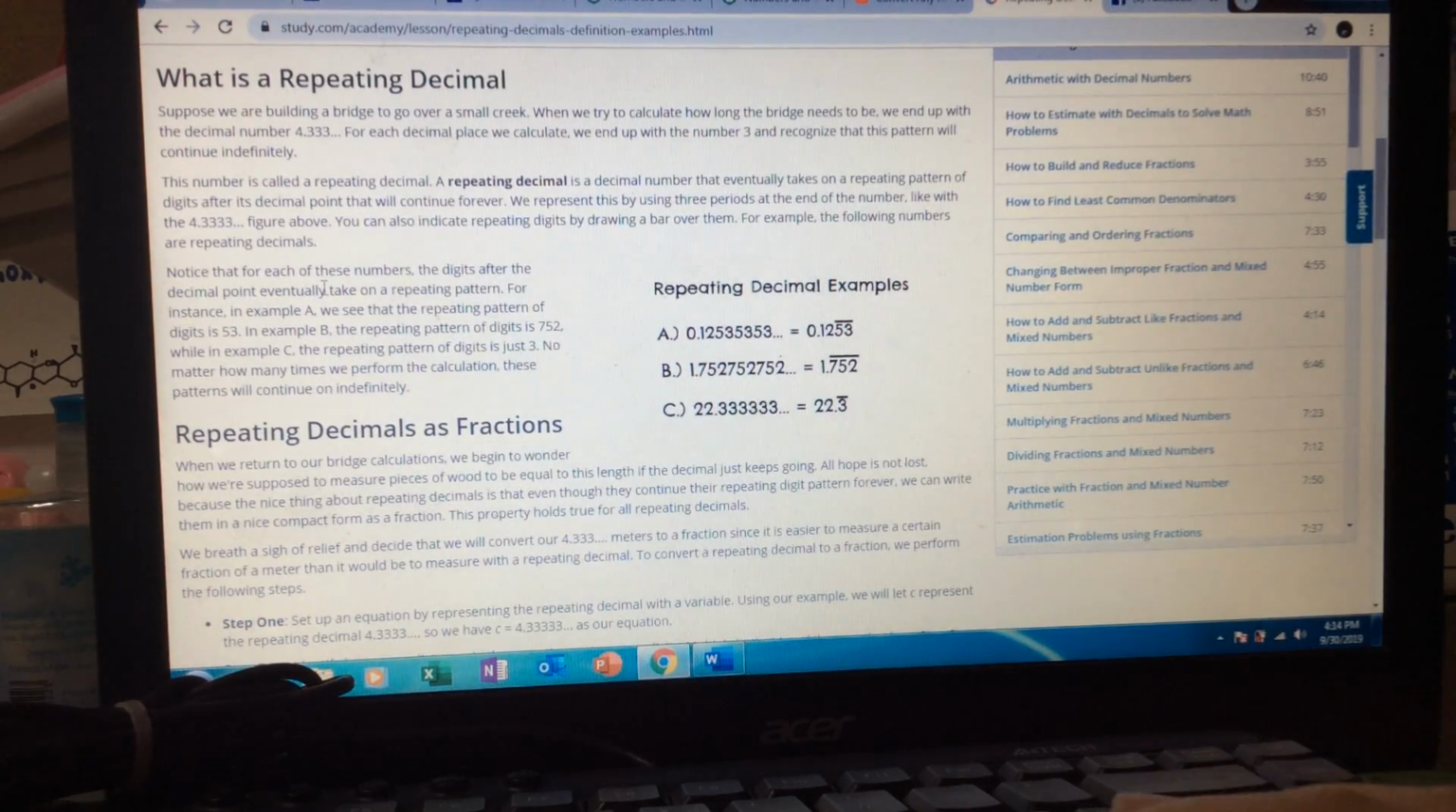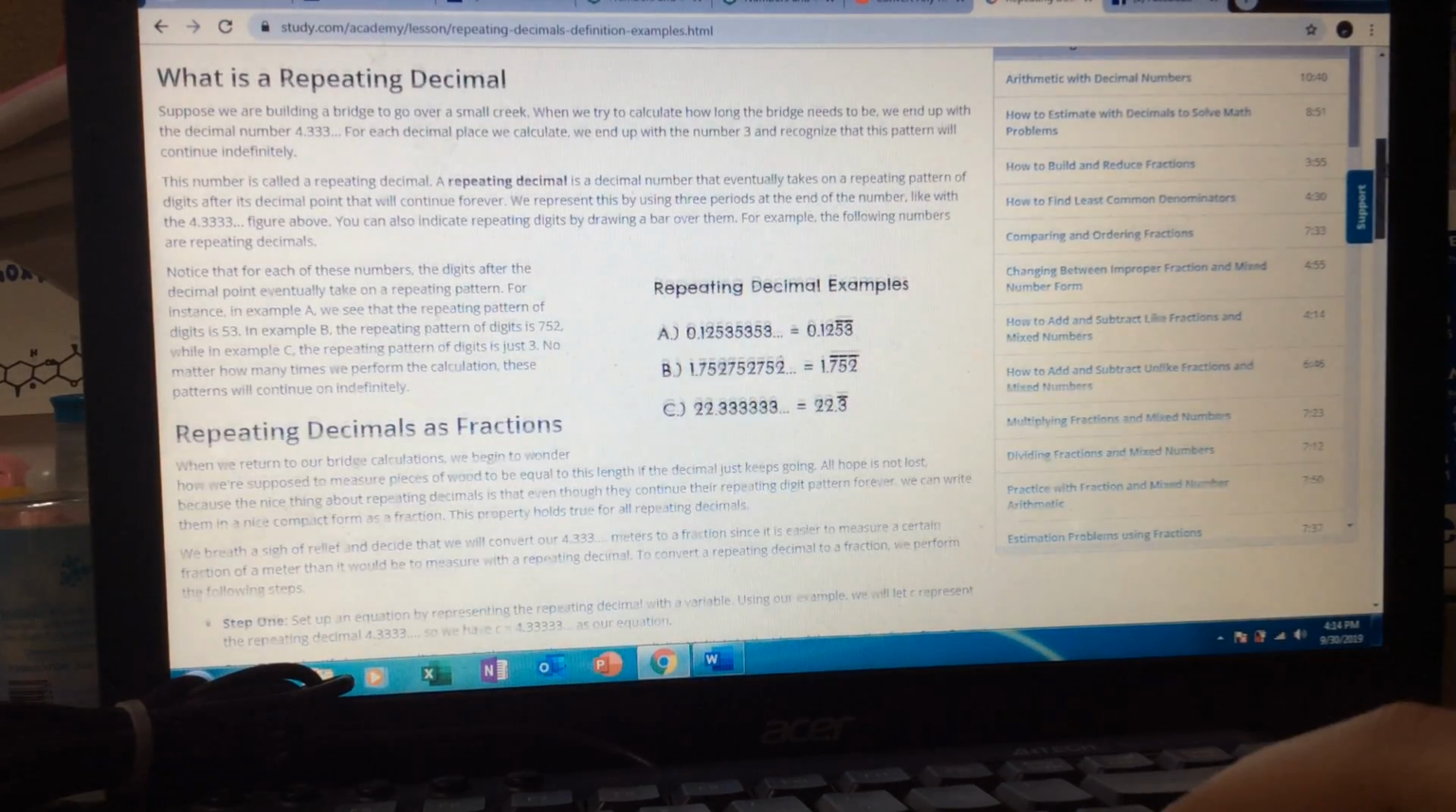Notice that for each of these numbers, the digits after the decimal point eventually take on a repeating pattern. For instance, in example A, the repeating pattern of digits is 53. In example B, the repeating pattern of digits is 752. While in example C, the repeating pattern of digit is just 3. No matter how many times we perform the calculation, these patterns will continue indefinitely.